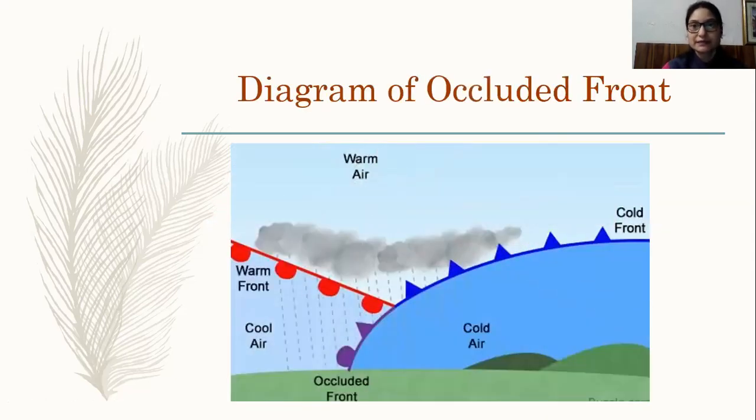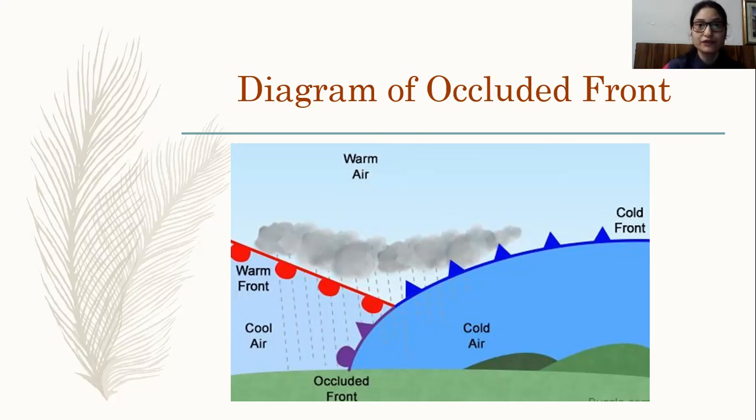Now with this occluded front, I come to the end of the explanation for the chapter on fronts, air fronts. We understood frontolysis, we understood frontogenesis, we understood the characteristics of the fronts, and we understood the different types of fronts in this chapter. And I hope it has been helpful to you, it has been of importance to you, and it will help you gain knowledge and better understanding.